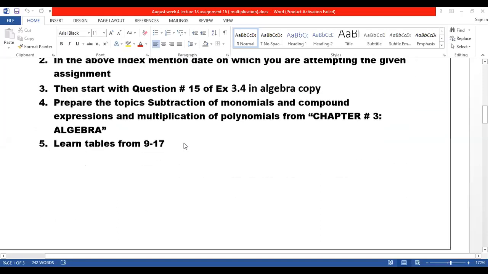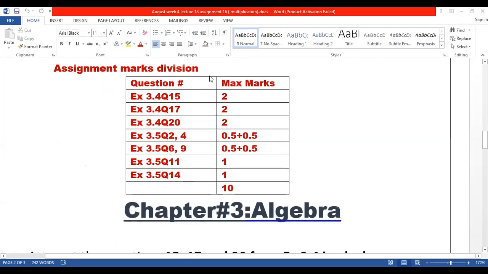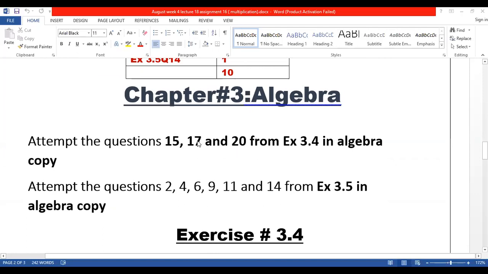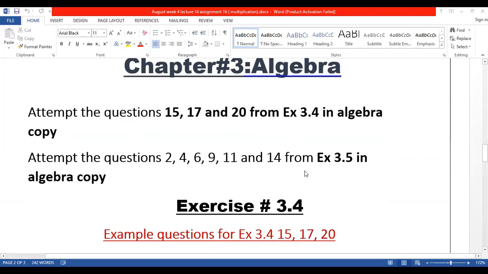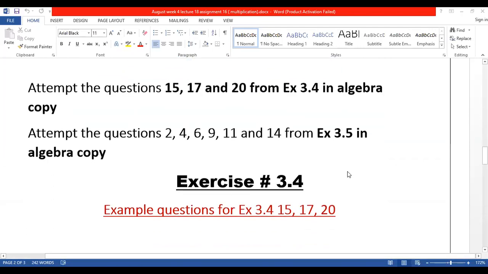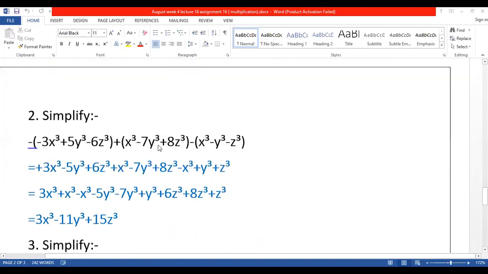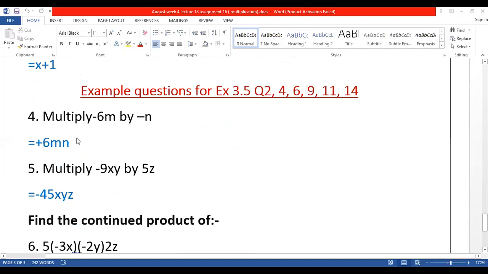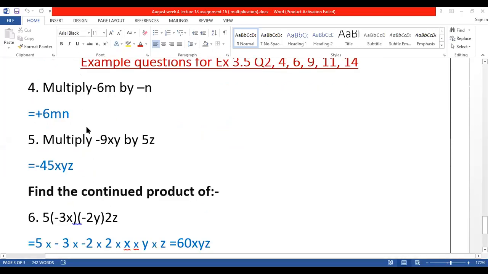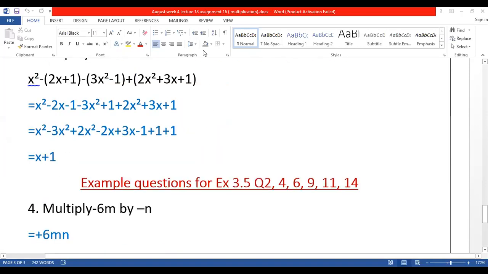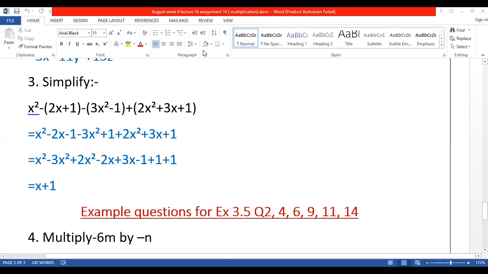Now, these are the marks division. Here again I am telling you that these three questions you have to attempt from 3.4 and these questions are from 3.5 multiplication exercises. These are the example questions for 3.4 and these are the example questions for 3.5. In this way you have to attempt the question. Clear everybody?